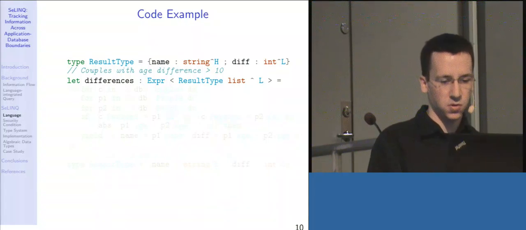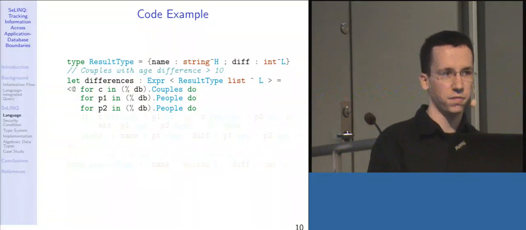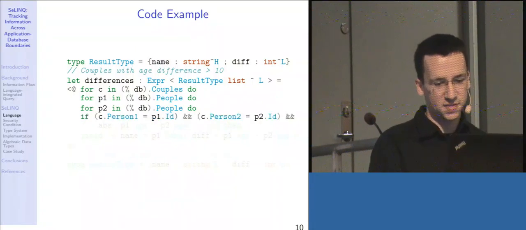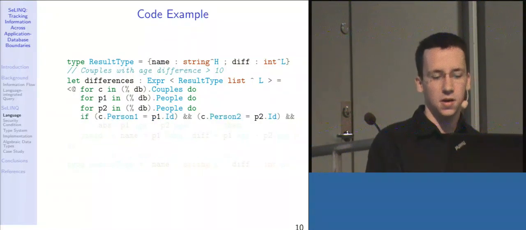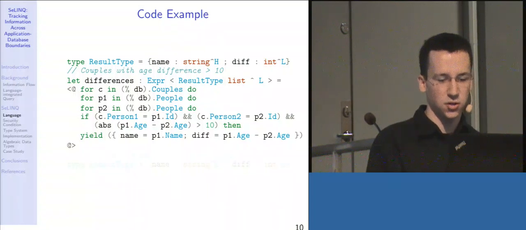And then the way you do this, just in terms of code, is a fairly simple SQL kind of construction. You iterate over all the couples in a database, then over every pair of persons. You check if it's actually the pair that's being considered. And then you check whatever criterion you're interested in. So in this case, it's the age difference. And if that's satisfied, then we output that record as part of our results.